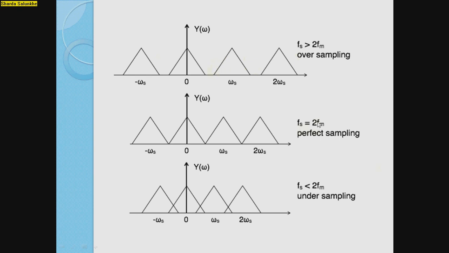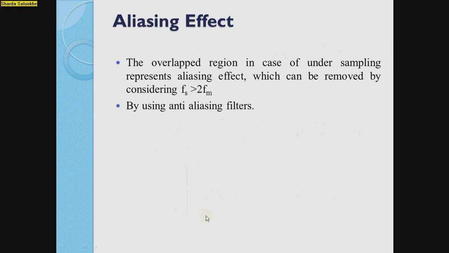Next, fs is equal to 2fm. This is the perfect sampling, you can say. And by this spectrum we can recover your original signal. And this is the undersampling, where your sampling frequency is less than 2fm. So this is the undersampling where the overlapping of the signal is done, or we can call it a crosstalk or aliasing effect. So this is the aliasing effect.